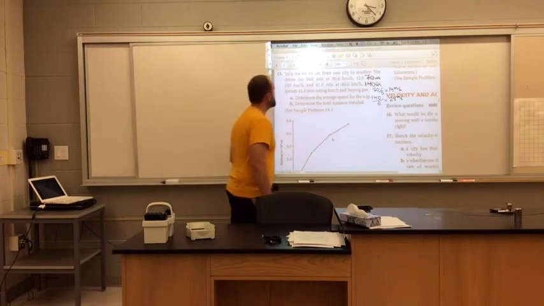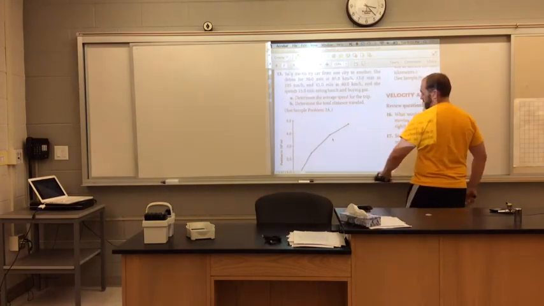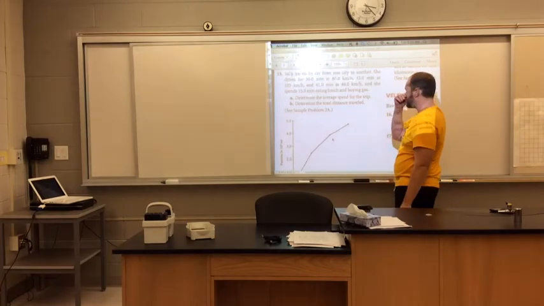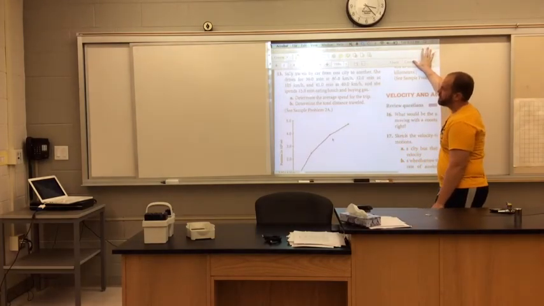Thirteen says, Sally travels by car from one city to another. She drives for 30 minutes at 80 kilometers per hour, 12 minutes at 104 kilometers per hour, 45 minutes at 40 kilometers per hour. She spends 15 minutes eating lunch and buying gas. Determine the average speed for the trip. Determine the total distance traveled.